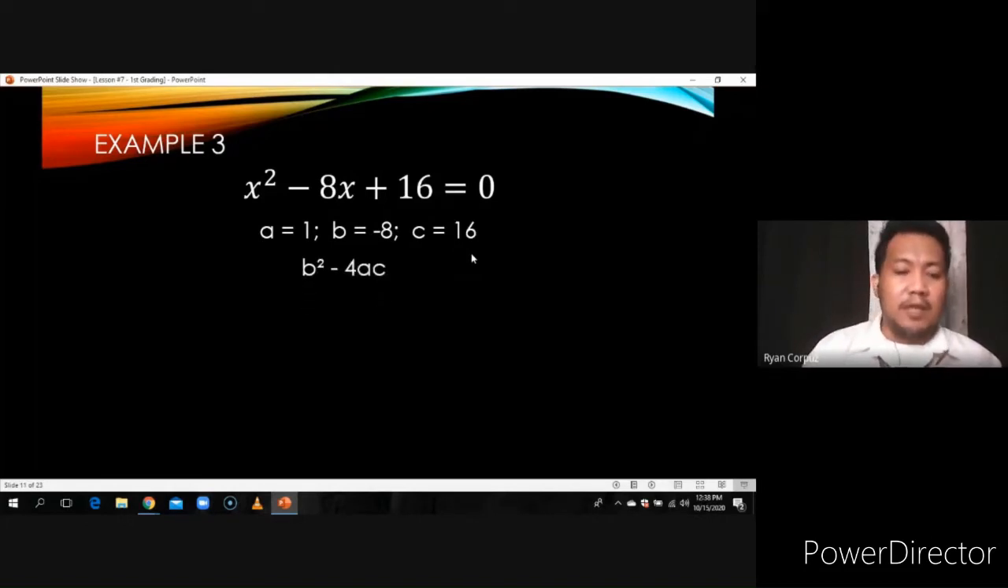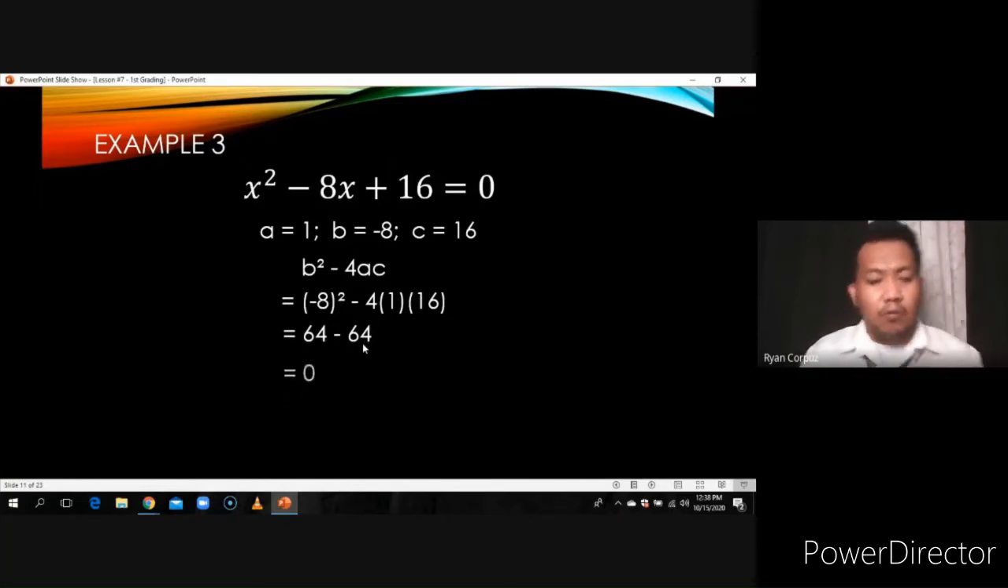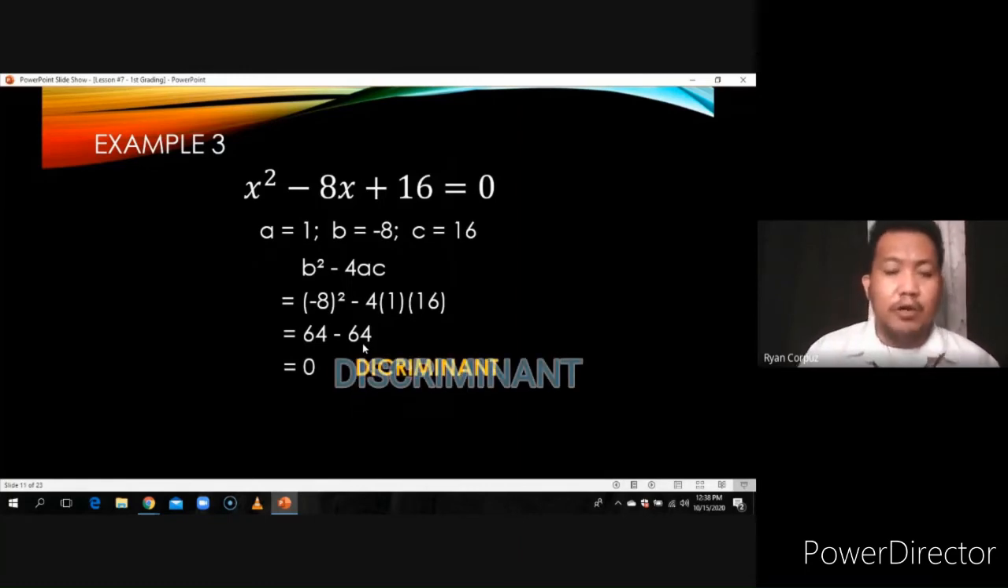Then, using the expression B squared minus 4AC, let's start substituting. We come up with negative 8 squared, that's the value of B, minus 4 times 1 times 16. Then simplify: negative 8 squared is 64, then minus 4 times 1 is negative 4, times 16, that's also 64. Then 64 minus 64 is equal to 0. So that would be your discriminant.